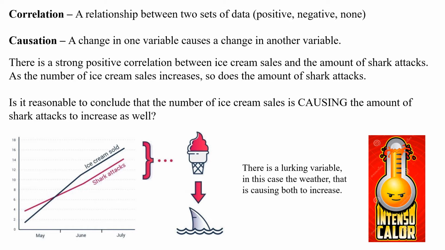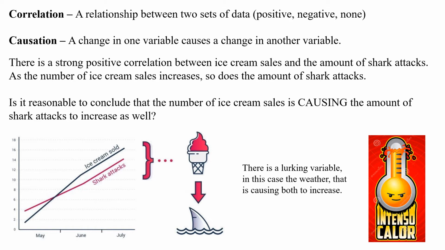Negative correlation is when x increases but y decreases. An example would be the more times you're absent, your grade is going to decrease because you're missing more stuff. And then no correlation means that there's no relationship between the two variables.